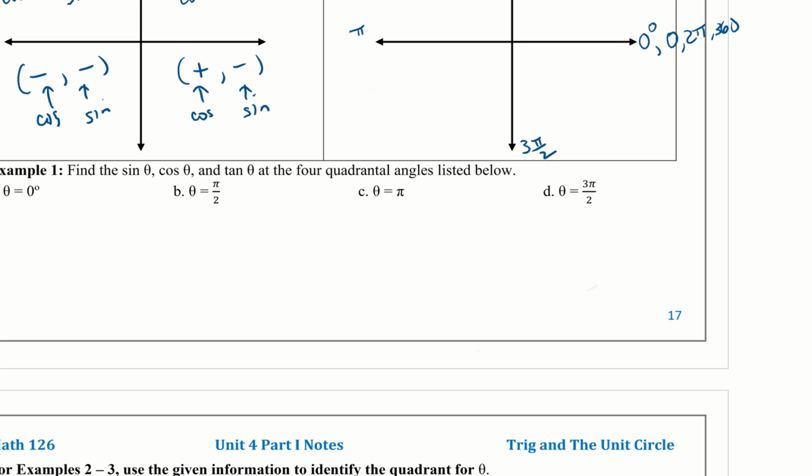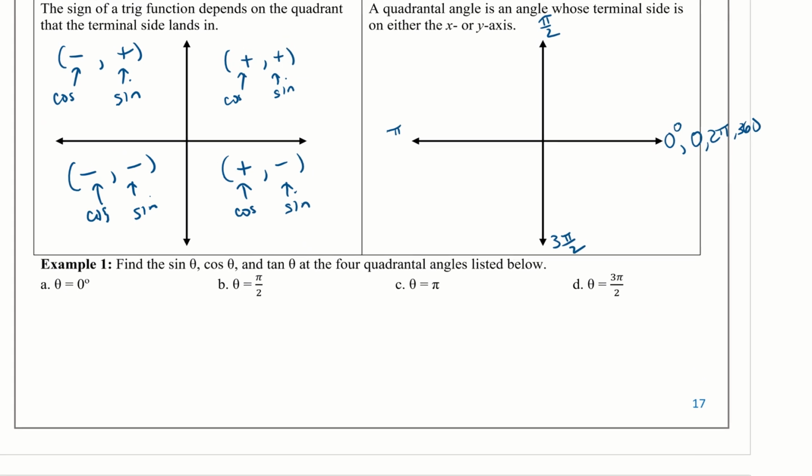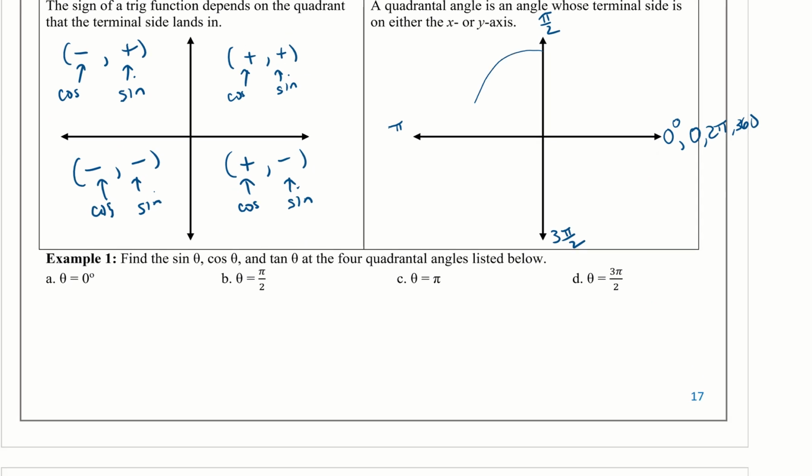All right, we want to find the sine, cosine, and tangent at the 4 quadrantal angles listed. Well, remember, sine and cosine are just going to be your coordinates at each one of these.